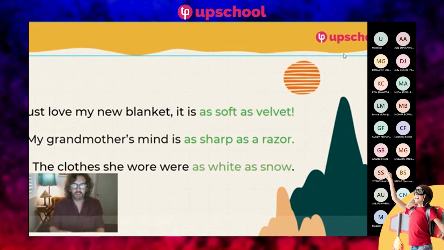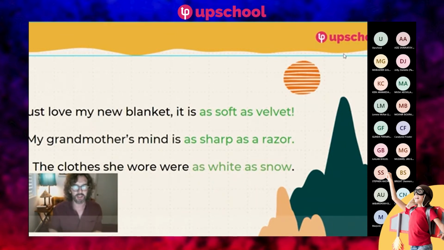Number three, the clothes she wore were as white as snow. Why did I use as white as snow? Because there are many different types of white. But when something is as white as snow, it is the whitest thing around.